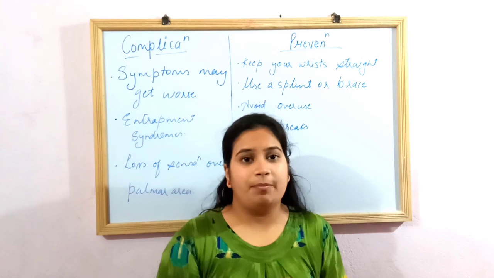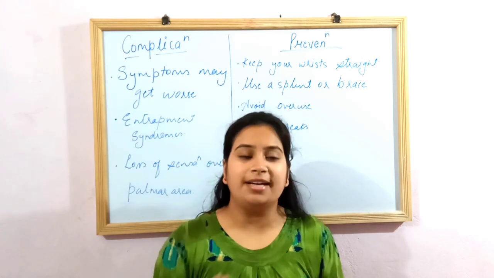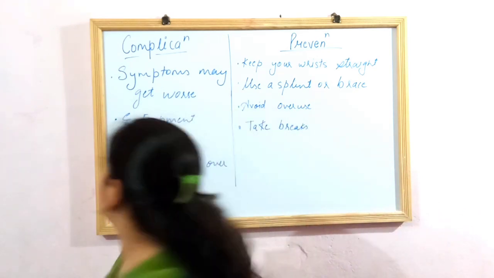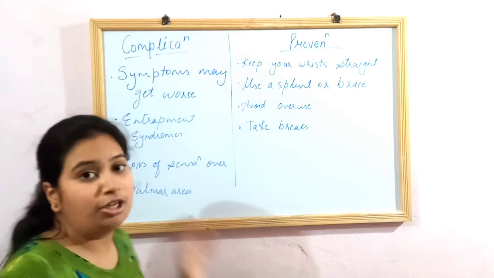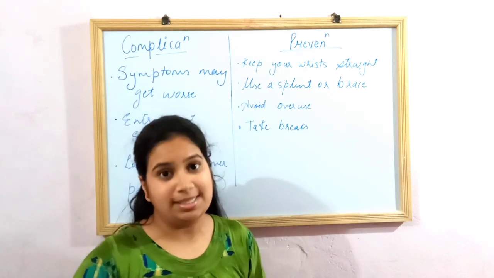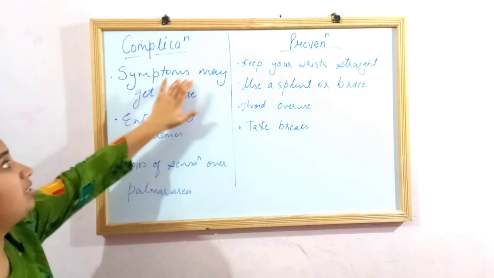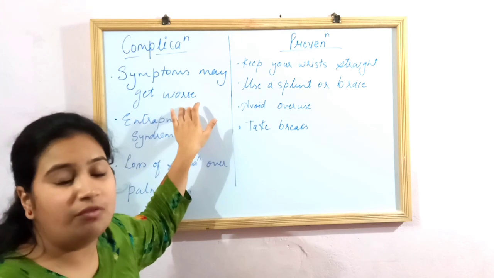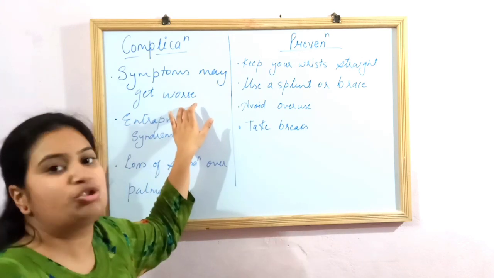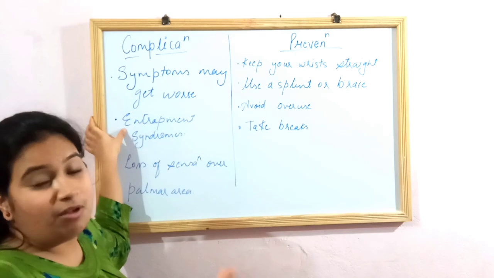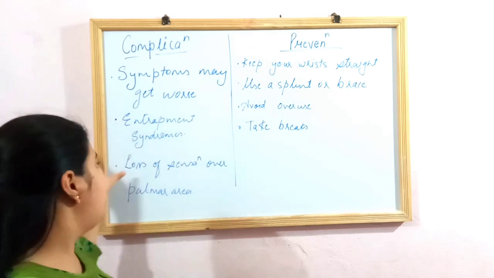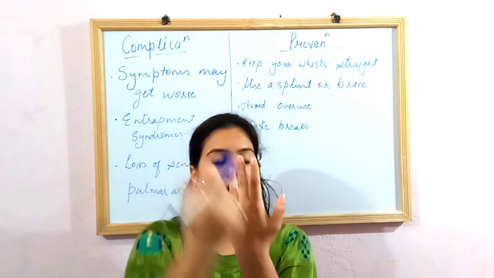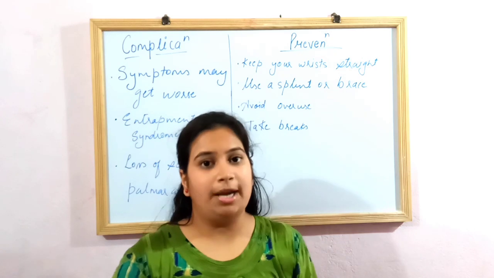So now, after the treatment part and physiotherapy part and everything, let's throw some light over the complications and prevention as well. Moving on towards the complications, if you do not treat your carpal tunnel syndrome as early as possible, your symptoms may get worse and worse. If you don't want your symptoms to get worse, get early diagnosis and the earliest treatment possible. You can develop many types of entrapment syndromes and loss of sensation over the palmar area, including your thumb, index finger and middle finger, and also the dorsal part. I already explained this before.